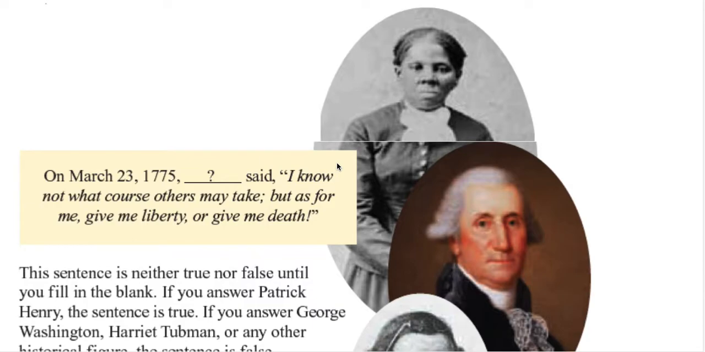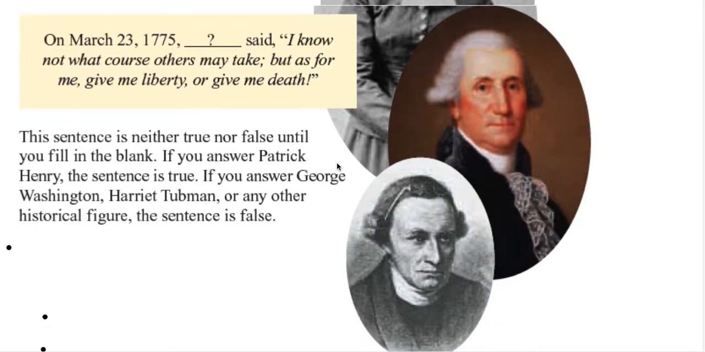On March 3rd, 1775, blank said, "I know not what course others may take, but as for me, give me liberty or give me death." Okay? So if you look at this sentence, it is neither true nor false until you fill in the blank. If you answer Patrick Henry, the sentence is of course true. If you answer George Washington, Harriet Tubman, or any other historical figure, the sentence would be false.